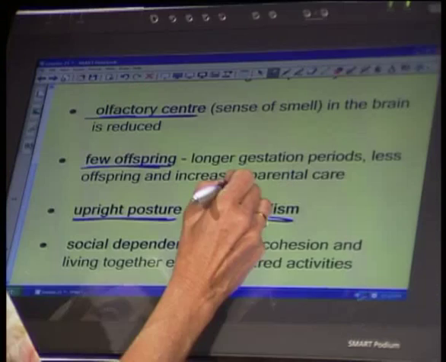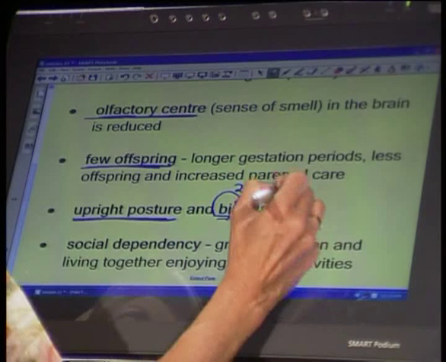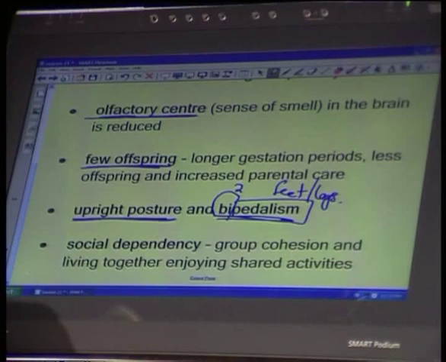And they are able to walk on two legs, but they drop down onto all fours when they need to move very fast. But when they're going to attack something, they will stand up on both legs. So there is some bipedalism with them. Bipedalism, bi means two. Pedalism means feet or legs. Limbs. All right. So bipedalism, two legs. Upright posture, and then the social dependency.